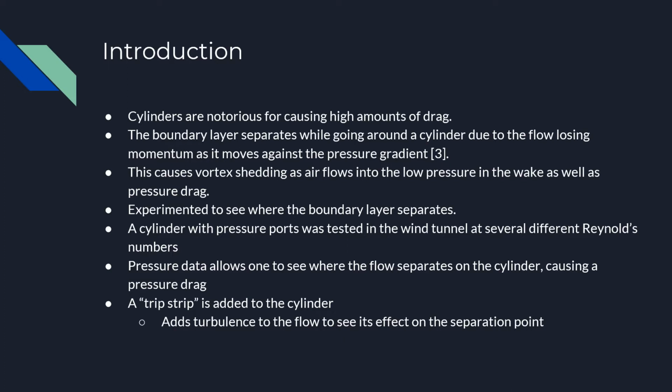The goal of this lab was to determine where the flow separates from the cylinder and whether a trip strip can help delay this. In this experiment, a cylinder with pressure ports located around its circumference was placed in the test section of the wind tunnel. Smoke visualization was used in order to observe vortex shedding behind the cylinder and determine how this is affected by the Reynolds number. This is examined more in the methodology.